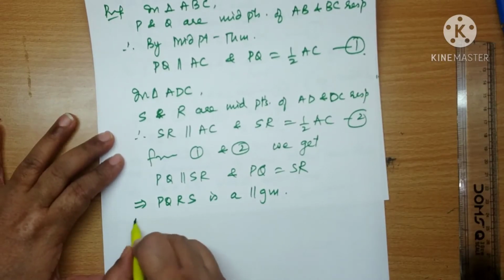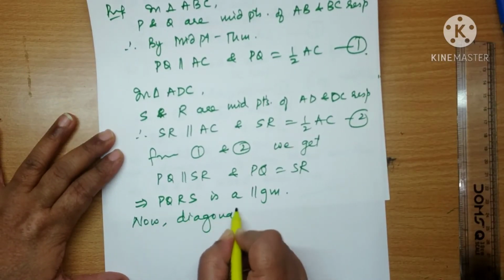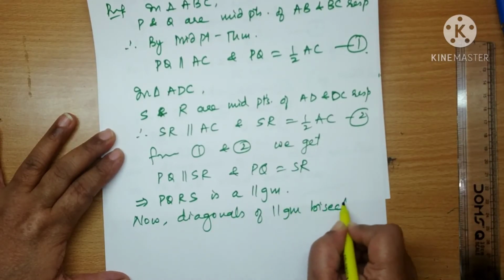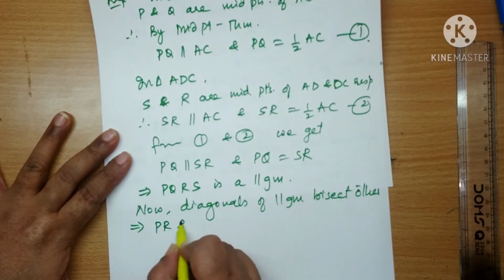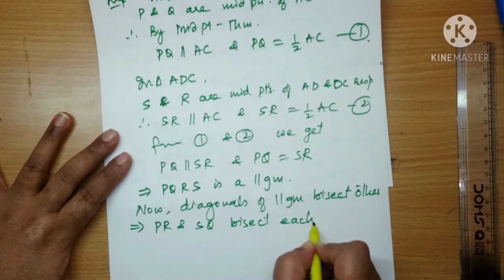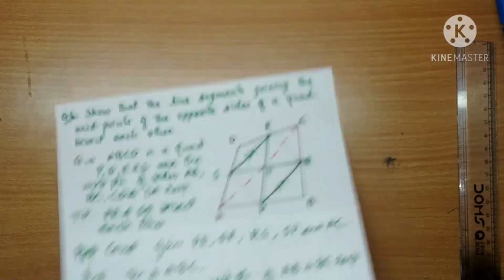Right? Now diagonals of parallelogram bisect each other. We know this is the property. This implies PR and SQ bisect each other. This is what we had to prove, that PR and SQ bisect each other. So we are through with this.